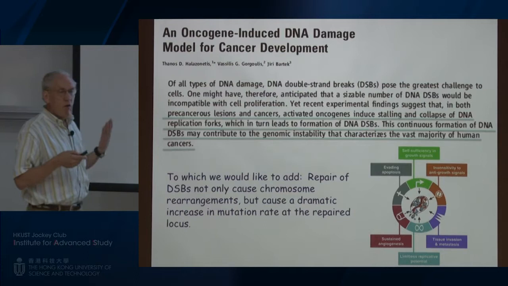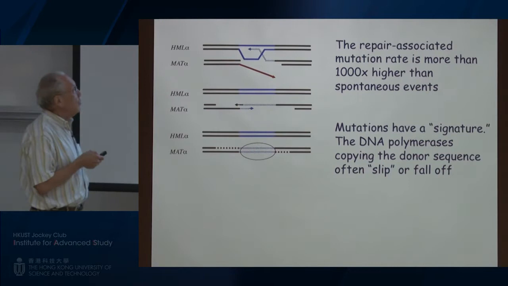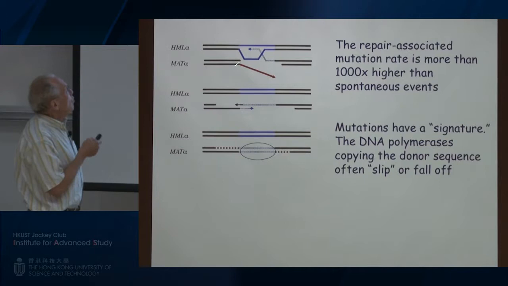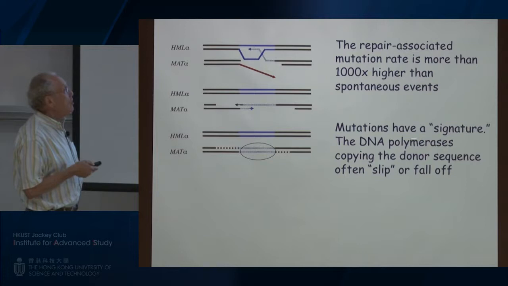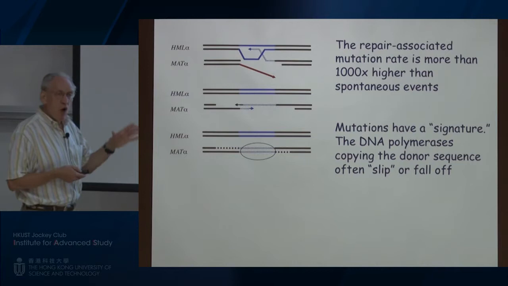And so I'm going to tell you the conclusion, then I'll show you how we found some of these events. So this is a cartoon of just the replacement of the red sequences by the blue sequences. And what I'm going to tell you is that the rate of mutation in these sequences is 1,000 times higher than the rate you would just get by doing normal DNA replication. And that many of these mutations have what I'll call a signature. And the signature is that the DNA polymerase copying these regions is frequently falling off and getting back on in an inaccurate way, what is called template switching.